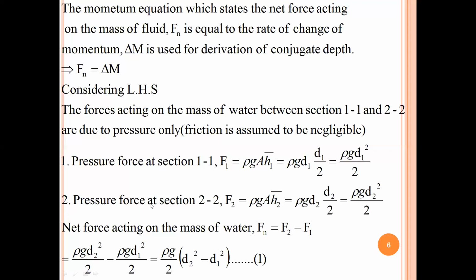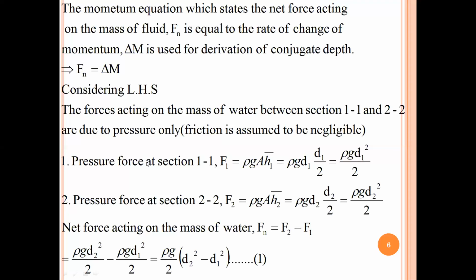Similarly, pressure force at section 2, F2 is rho G A2 h2 bar. Okay, I have written A1 here, A2 h2 bar. So A2 is D2, h2 bar is D2 by 2. So I'll be getting rho G D2 square by 2. So I'm trying to convert everything in terms of D2 and D1. My intention is to find a relationship between the depth D1 and D2.